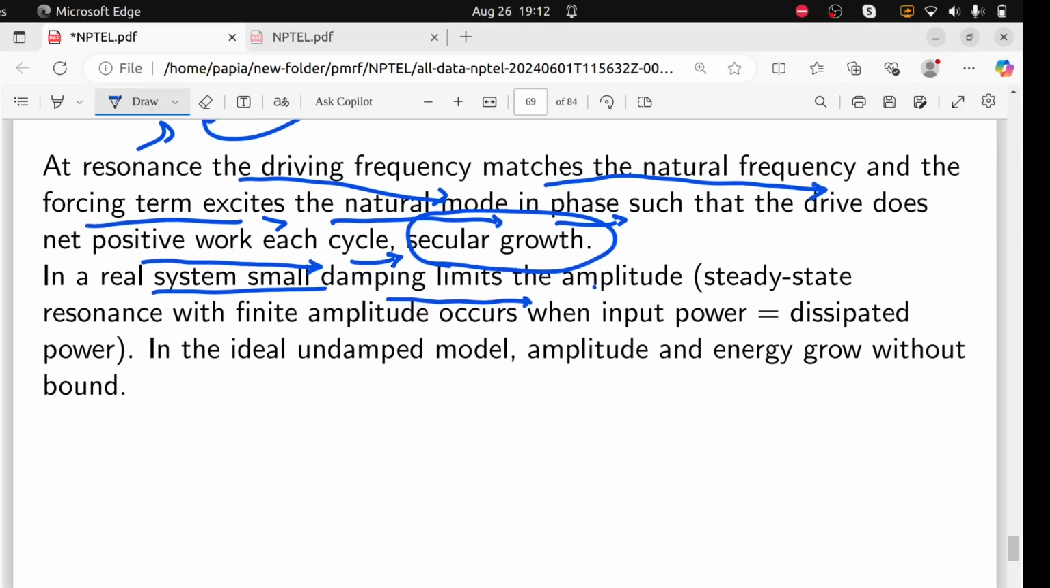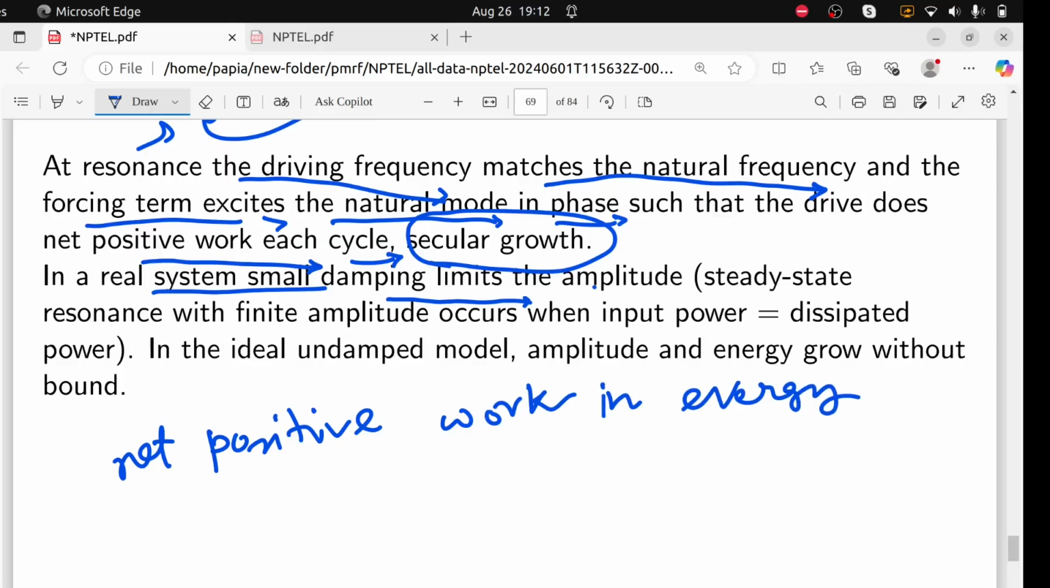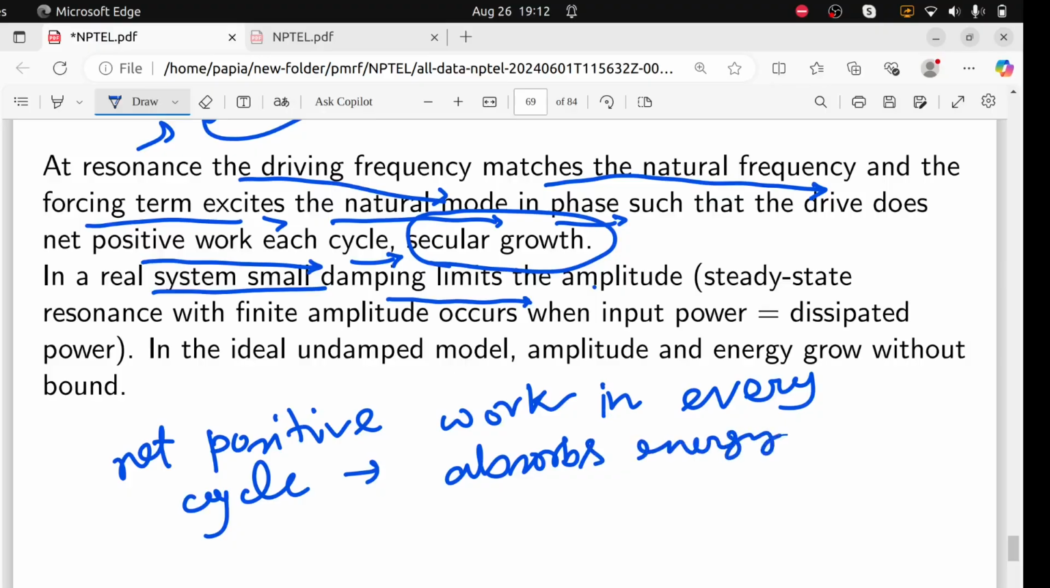So basically it is nothing but net positive work in every cycle, which again indicates that it absorbs energy continuously. Okay, so this is the question.